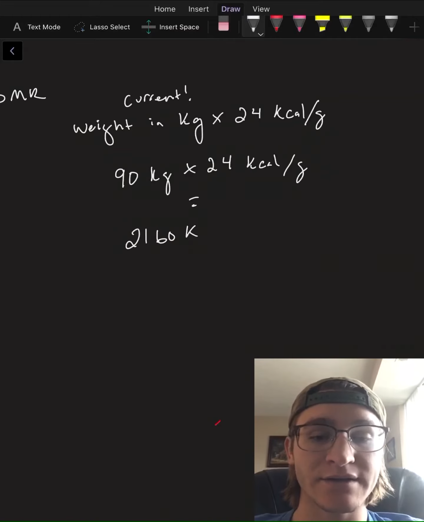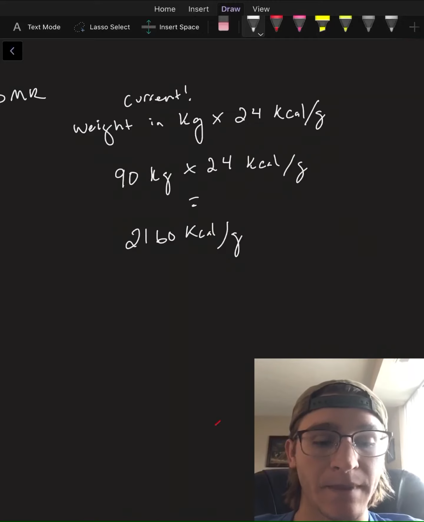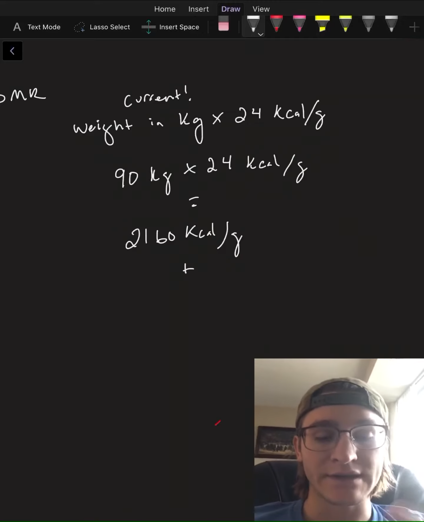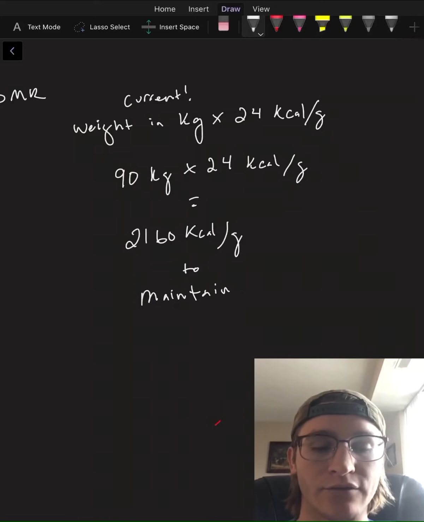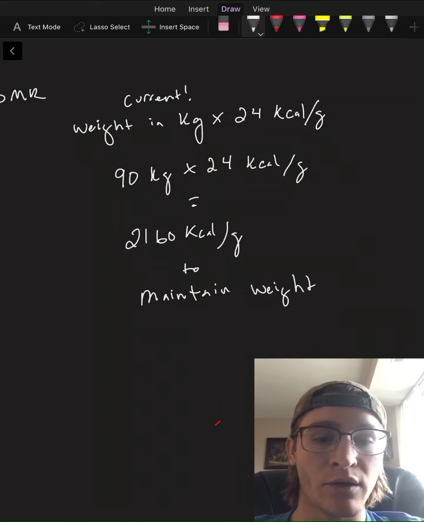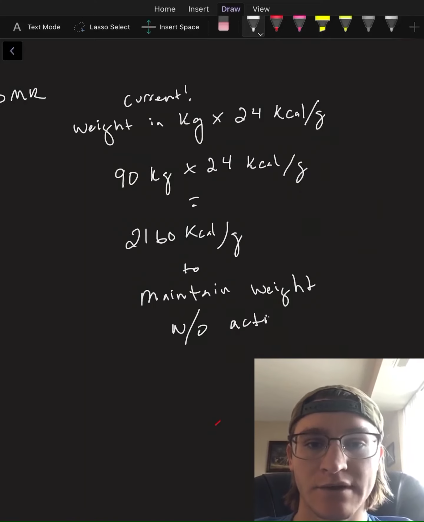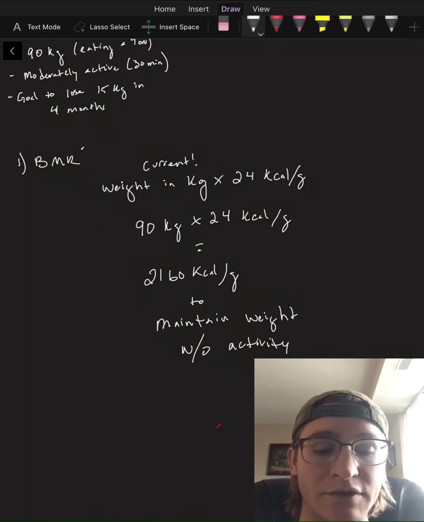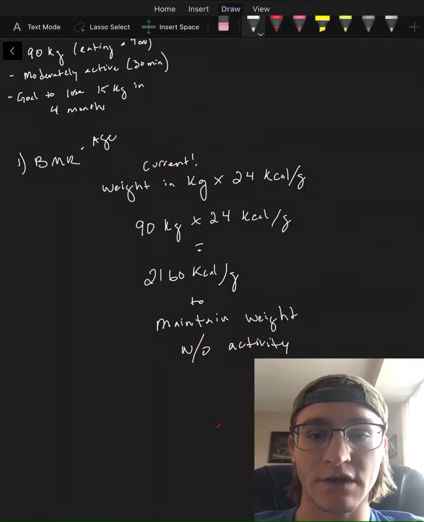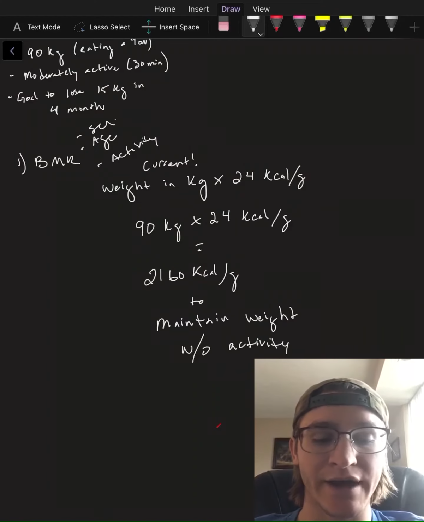So we're going to get 2,160 kilocalories, and this is our daily amount that we need to eat in order to maintain our body at that current weight level. And this is without activity. So we're going to take into consideration activity in just a moment, but 90 kilograms times 24 kilocalories would be 2,160 per day.